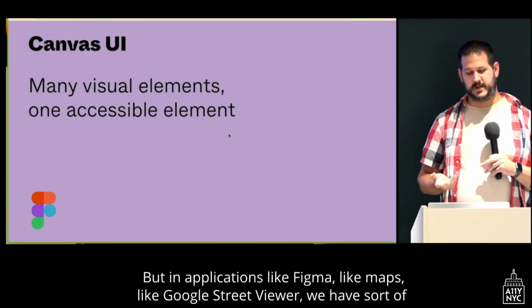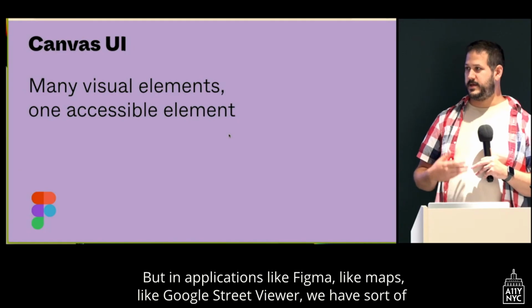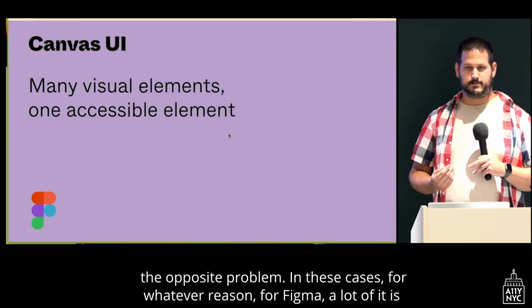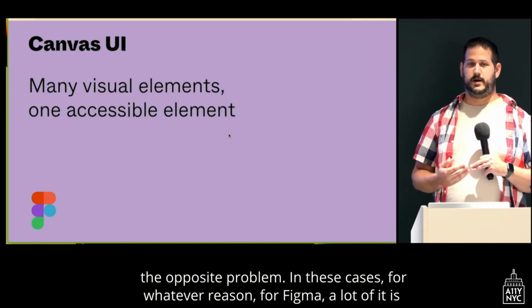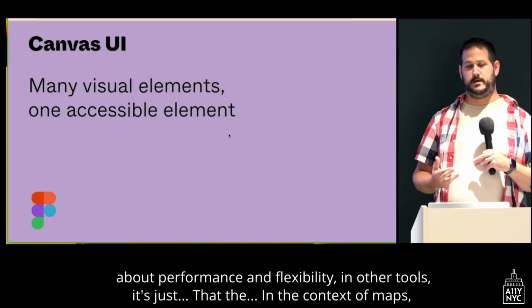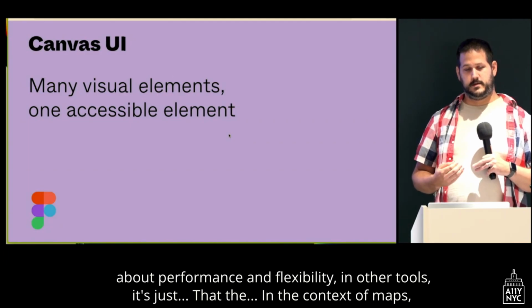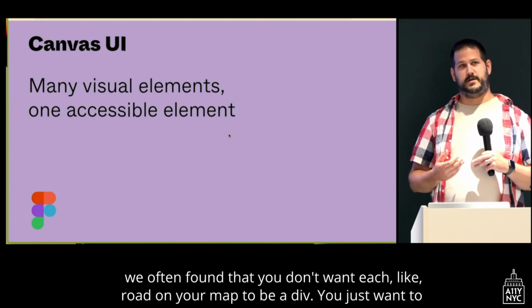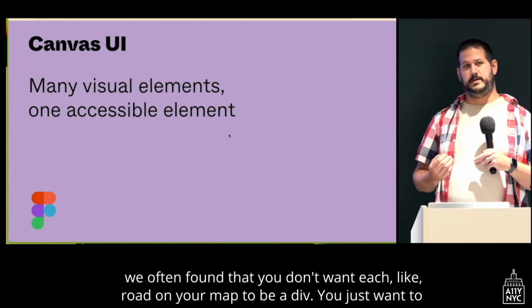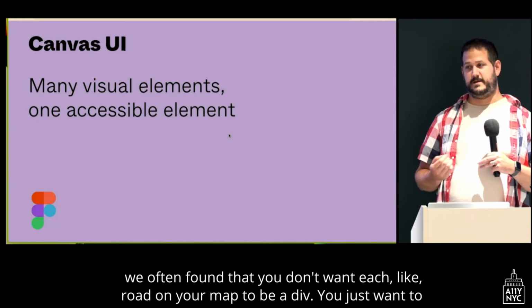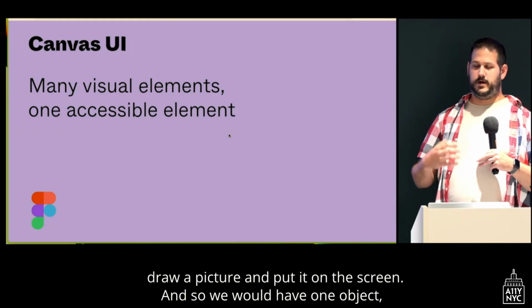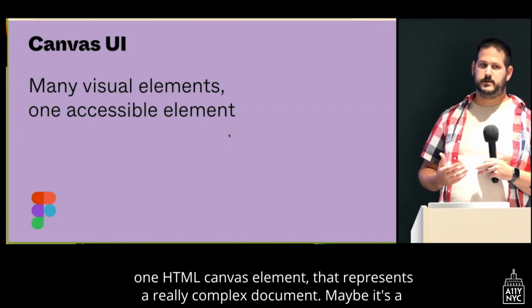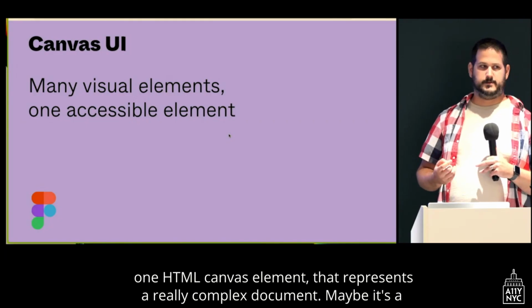But in applications like Figma, like Maps, like Google's Previewer, we have the opposite problem. In these cases, for Figma, a lot of it's about performance and flexibility. In the context of maps, we often found that you don't want each road on your map to be a div. You want to just draw a picture and put it on the screen. And so we would have one HTML canvas element that represents a really complex document.